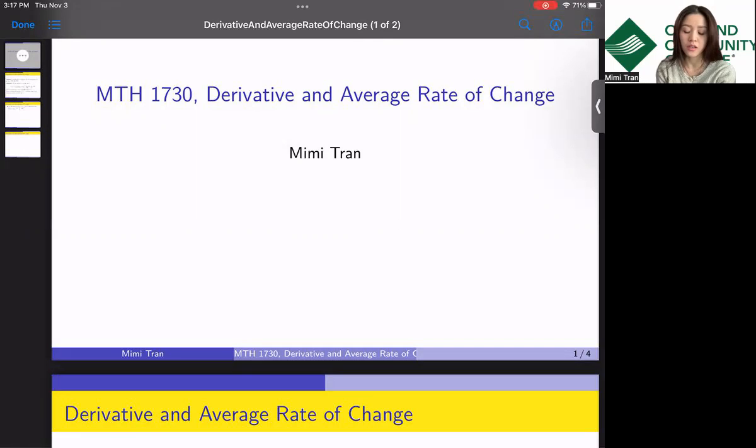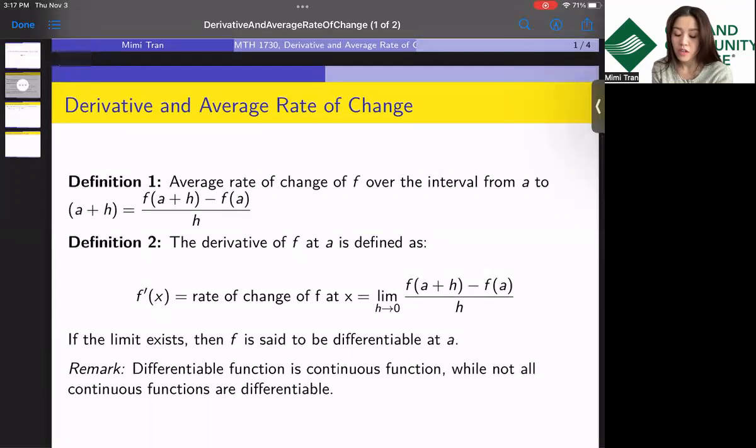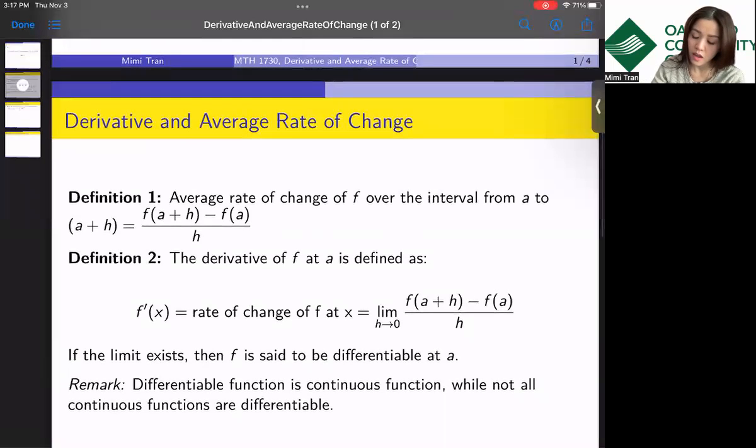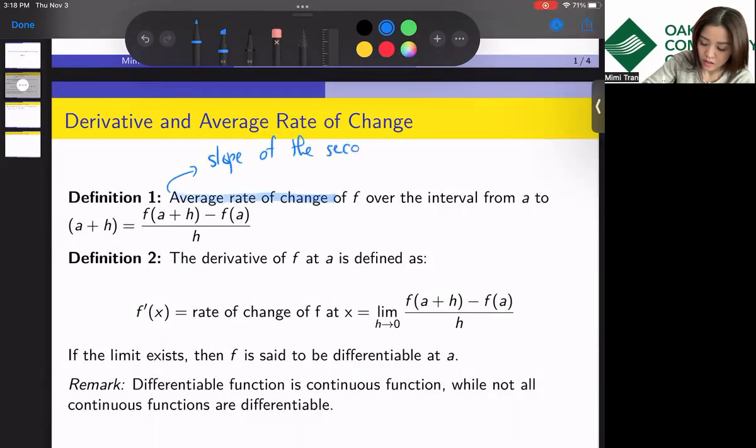Today's section is about derivative and average rate of change. The average rate of change of f over the interval from a to a plus h is equal to f of a plus h minus f of a, over h, right? So the average rate of change represents the slope of a secant line.